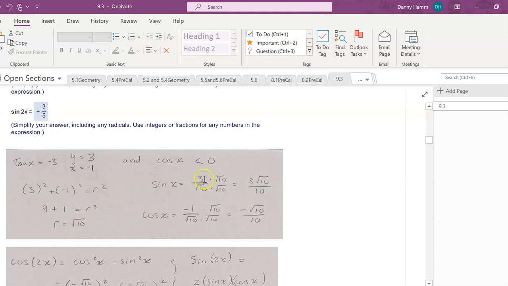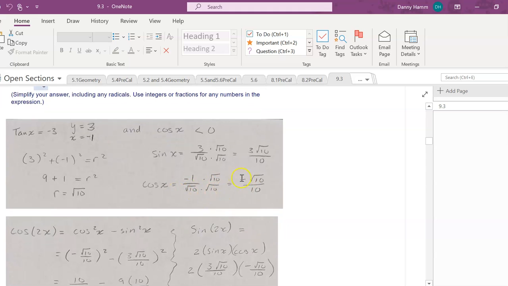So I do that information. There we go. And then sine is y over r, so when I put that over here, I have to rationalize it, so I get 3 root 10 over 10. Same thing here. Make sure you keep that negative because we're told cosine is negative. You might be told cosine is positive, but in my case, it is negative.